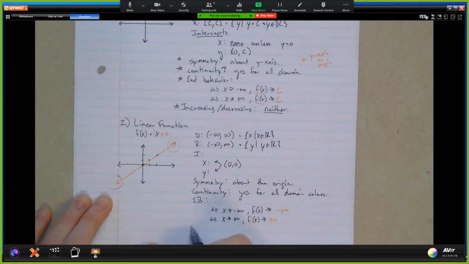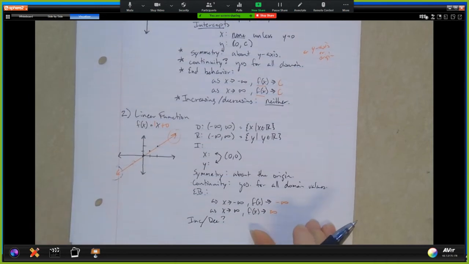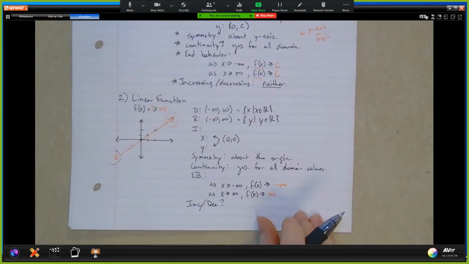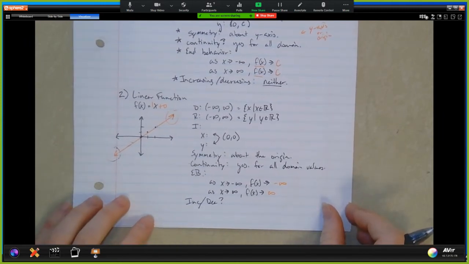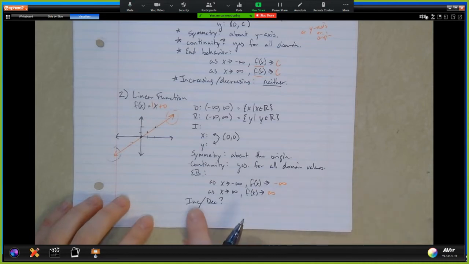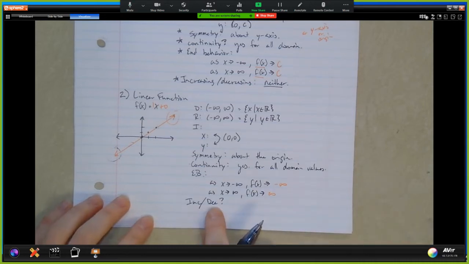And last, increasing or decreasing. What would we say for this graph? So last time it was neither because it was constant, horizontal. What can we say here? Would you describe this graph as increasing or would you describe this graph as decreasing? Keeping in mind, we read a graph from left to right.